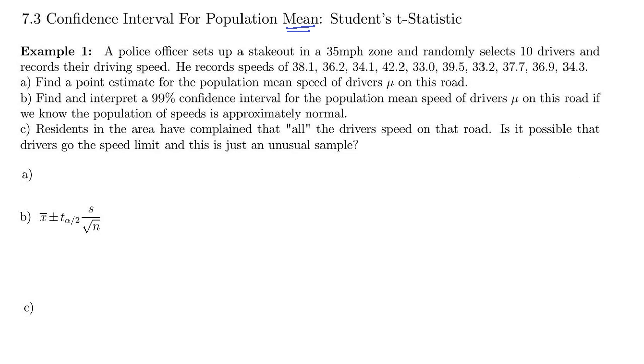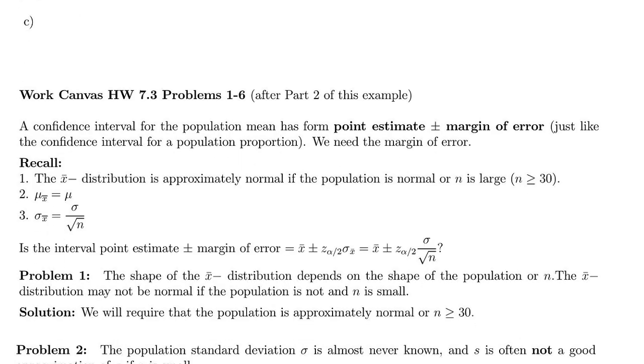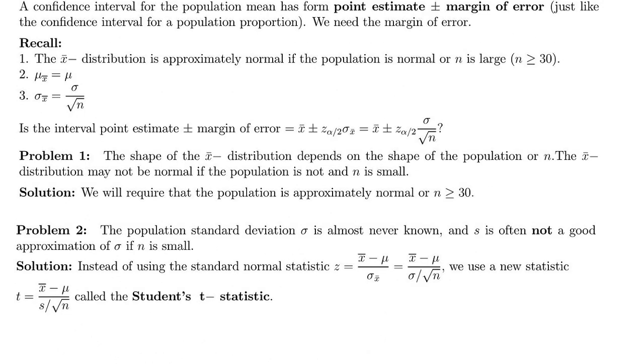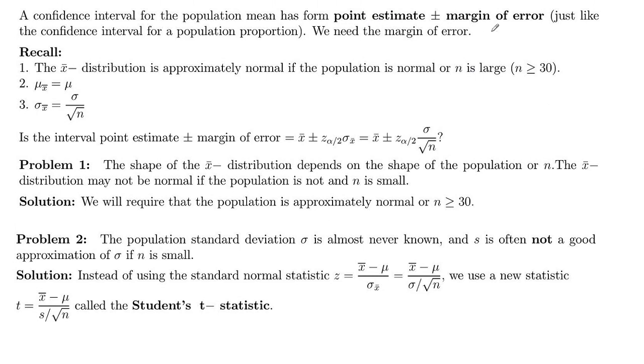So in order to do this, we need to develop our confidence interval formula. A confidence interval for a population mean is going to have the form point estimate plus or minus a margin of error, just like we did for proportions. We need that margin of error. Recall that the X-bar distribution is going to be approximately normal if the population is normal or n is greater than or equal to 30. Either one of those gives a normal sampling distribution. The mean of the X-bar distribution is mu. The standard deviation of the X-bar distribution is sigma over root n.